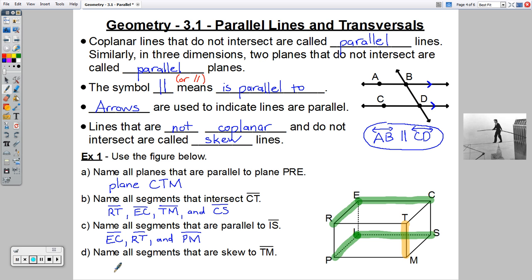So let's finalize example 1 here. We've got segment RE, segment EC, segment PI, and, I'll put an and in there, segment IS. So those are the 4 skew lines that I see with respect to line TM in this picture.